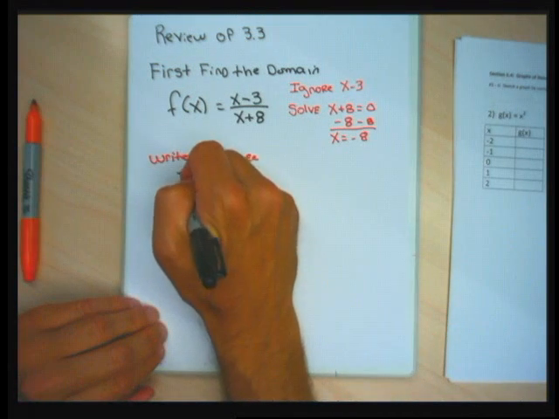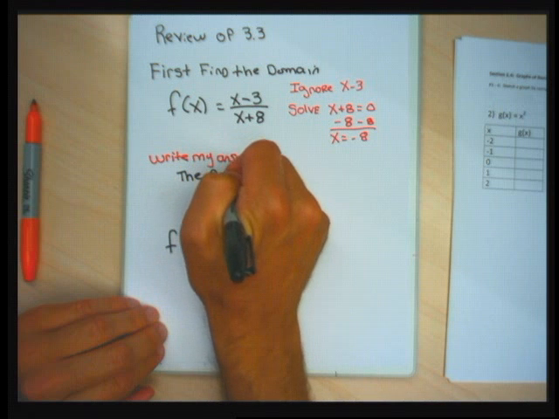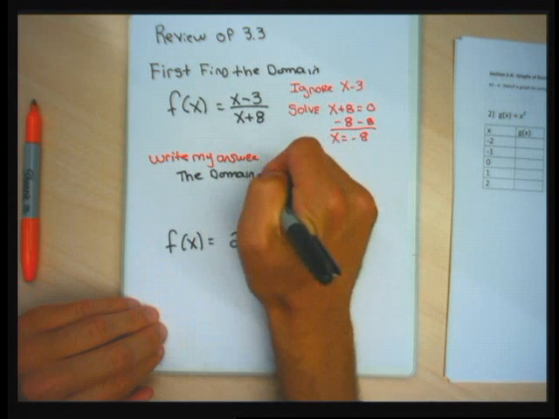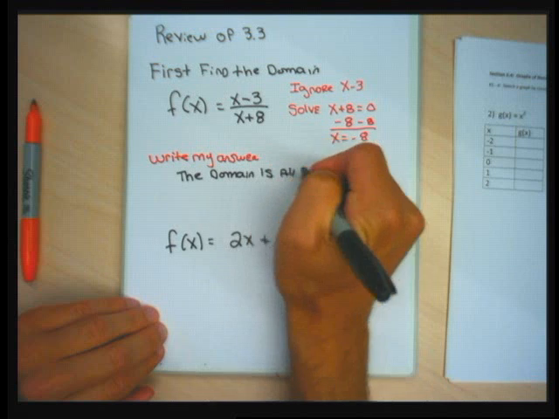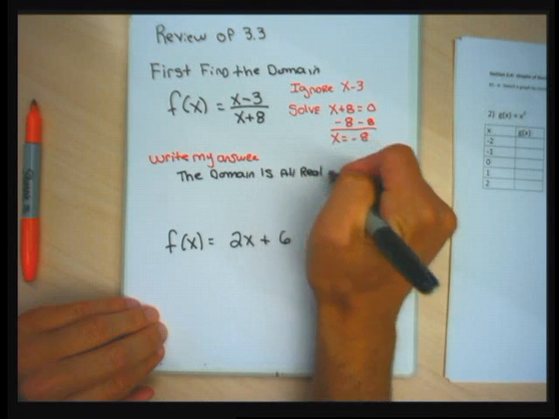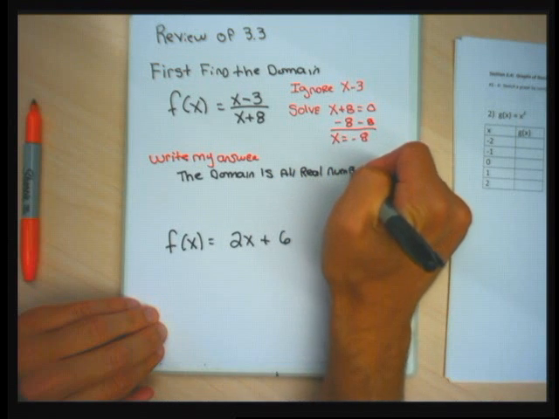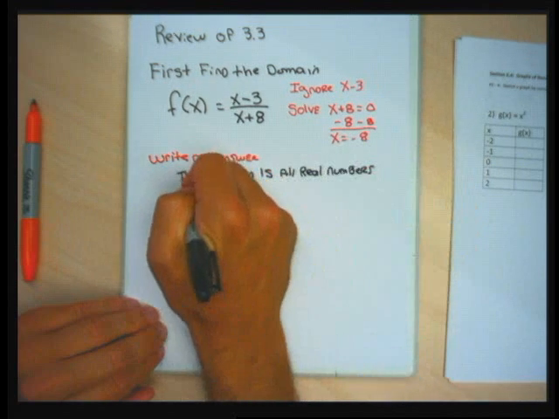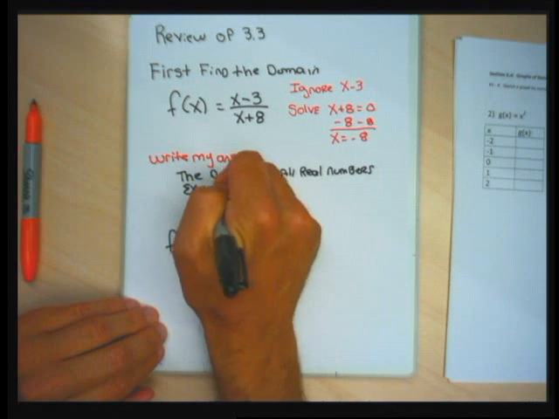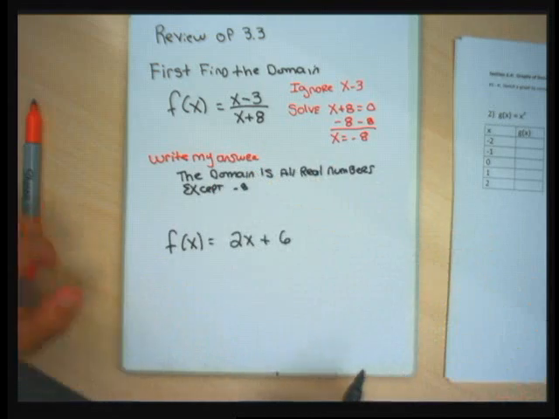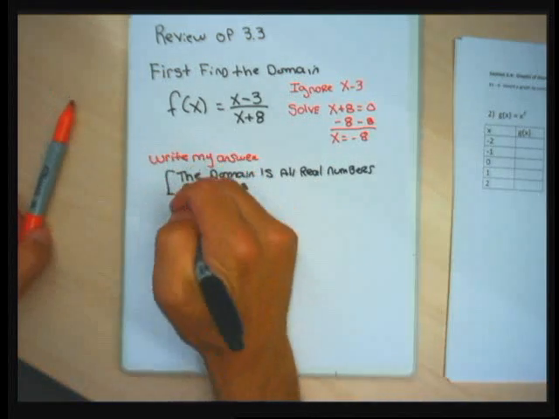I can say the domain is all real numbers except negative 8. Or I can write it as an interval. So that would be a correct answer.